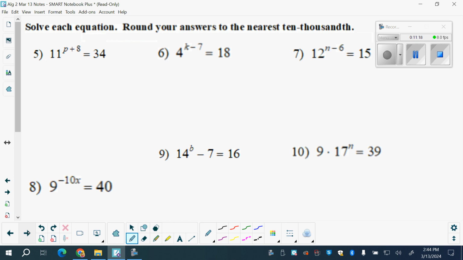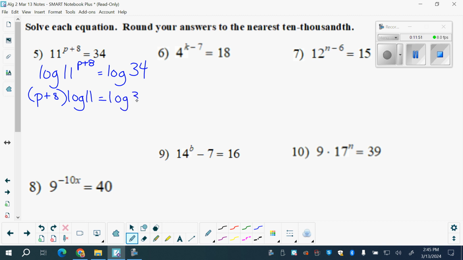What would we do first on this one? Take the log of both sides. That's right. So the log of 11 to the p plus 8. This log is helping us solve for an exponent. That's why we have logs. What do we want to do next here? Move that exponent to the front. So that's p plus 8, and I want to put parentheses around that p plus 8.